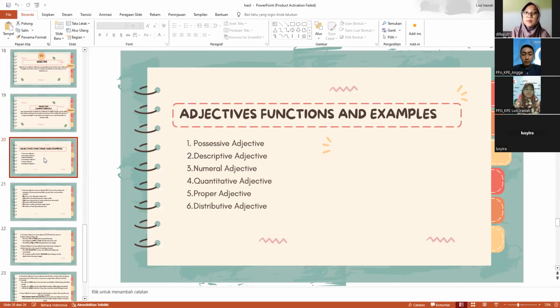Adjective function and examples. First, possessive adjective. Second, descriptive adjective. Third, numeral adjective. Fourth, quantitative adjective. Fifth, proper adjective. Sixth, distributive adjective.